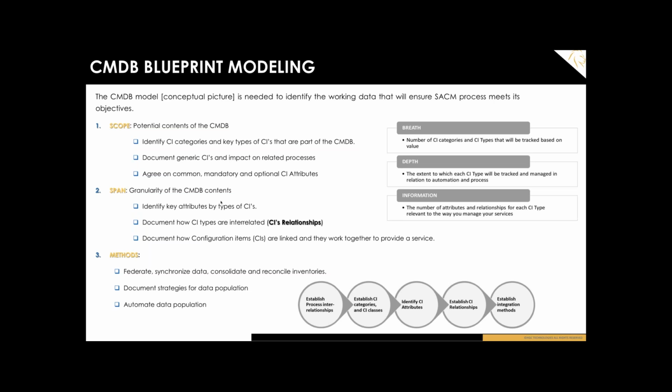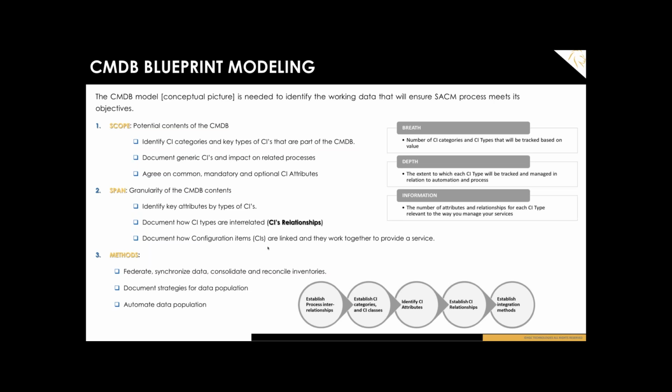The span or granularity of the content of the CMDB is how deep are we going to go. So once we have established the breadth of that CMDB, we need to establish the depth. So identify key attributes by CI types, document how those CI types are being interrelated to each other, and also how they work together to provide that given service.